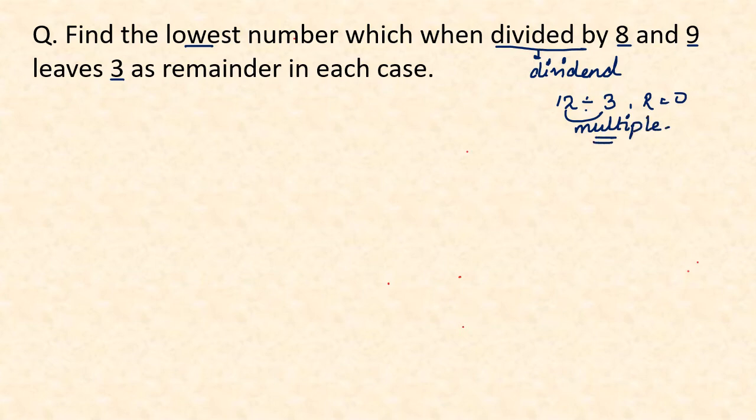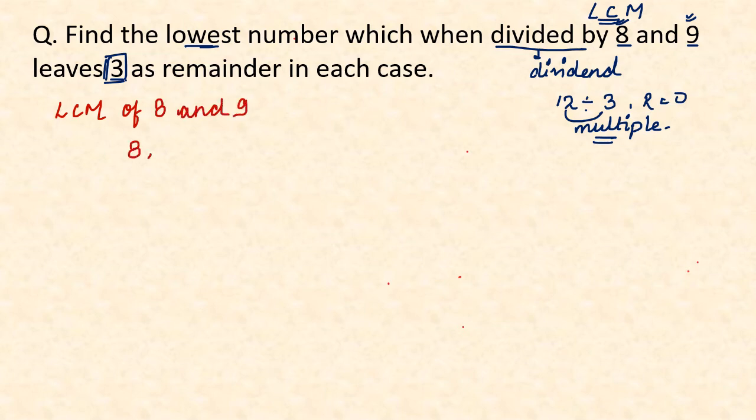So in this case, if we do not consider this 3 right now, let us suppose we just have to find out the lowest number which is divided by 8 and 9 exactly. So that number will be the lowest common multiple of 8 and 9. Lowest multiple means LCM. So firstly we will find the LCM of 8 and 9. As both the numbers are co-prime numbers, they have 1 as their only common factor.